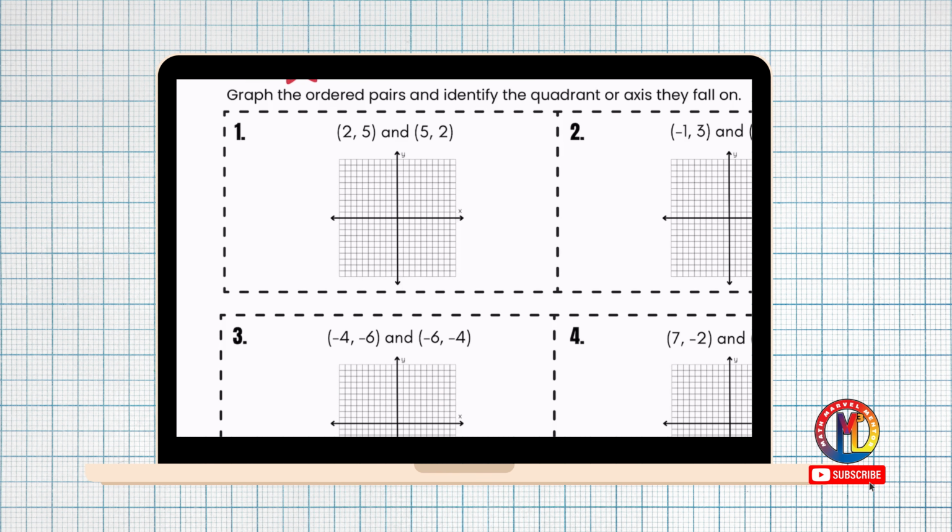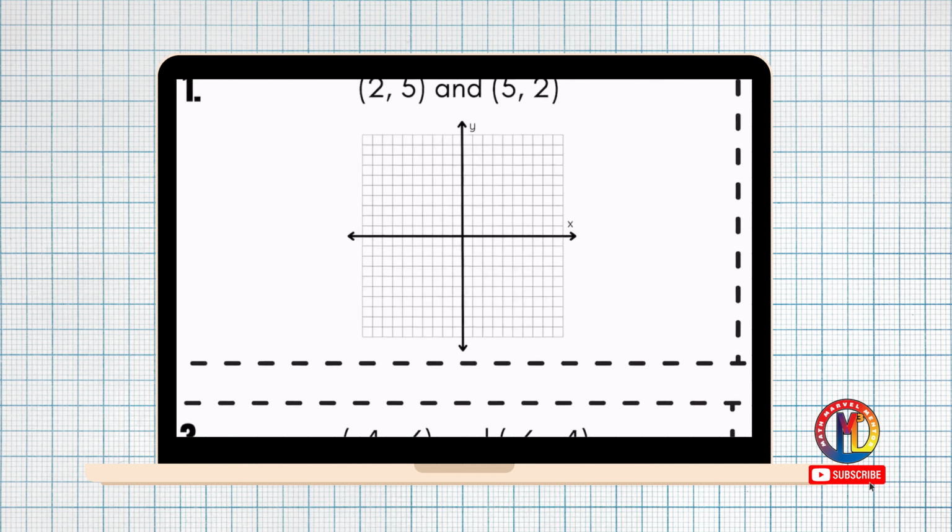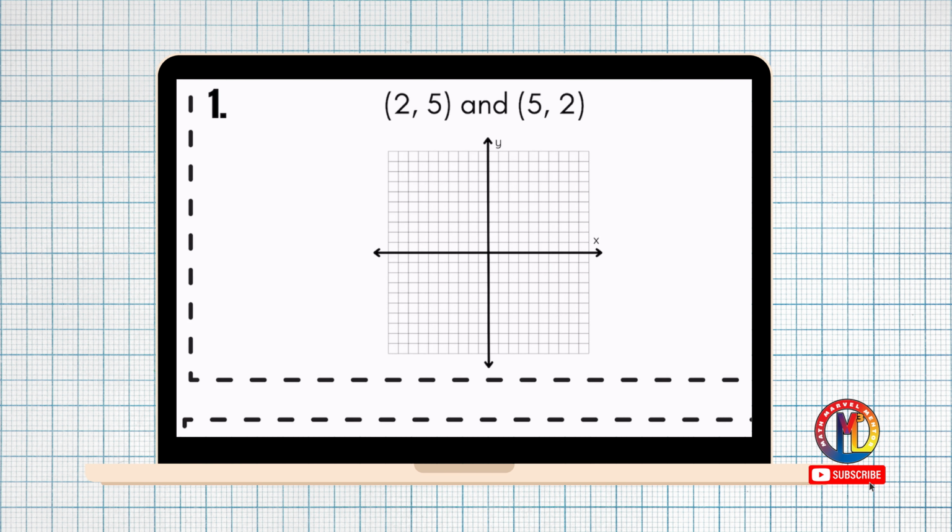Okay, so my directions say to graph the ordered pairs and then identify the quadrant or axis that they fall on. So if I look here at number 1, we have the ordered pairs (2, 5) and (5, 2). And I like to label my ordered pairs with x and y so that I remember which direction I'm going. So I'm also color coding it. X is blue and y is red, up and down.